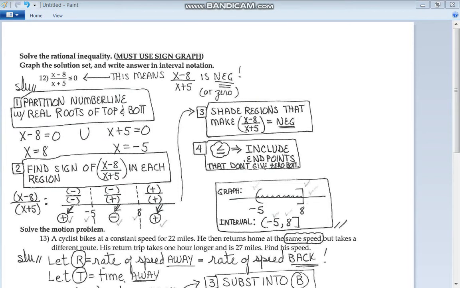Solve the rational inequality. See, it has an inequality sign right there. You must use a sign graph. Graph the solution set and write the answer in interval notation. Okay, being less than or equal to 0 means that this side, x minus 8 over x plus 5, is negative or 0. Okay. Step 1, we're going to partition a number line using the real roots of the top and the bottom. So set the top equal to 0, set the bottom equal to 0, solve. You get x equal 8, x equal -5. Those are the numbers you're going to use to partition your number line.